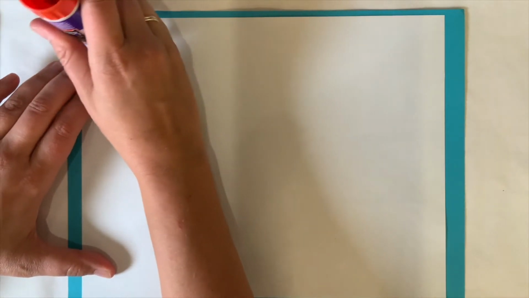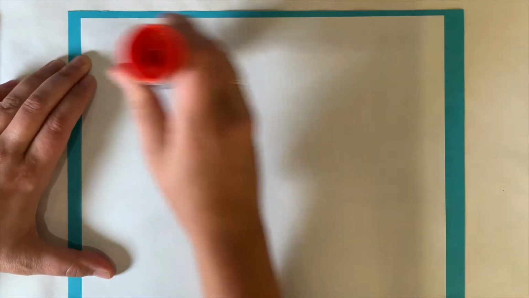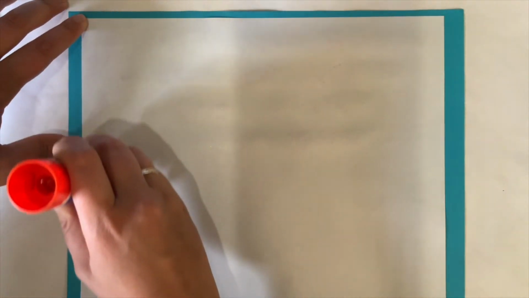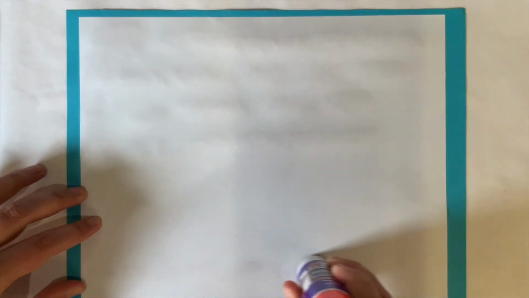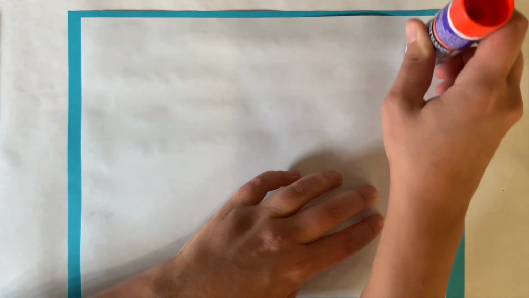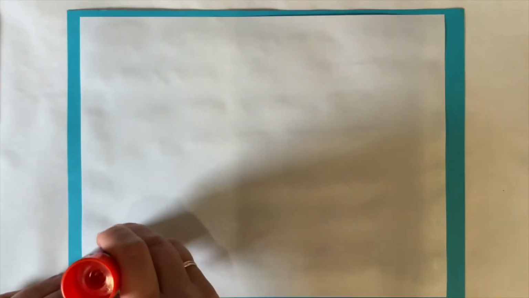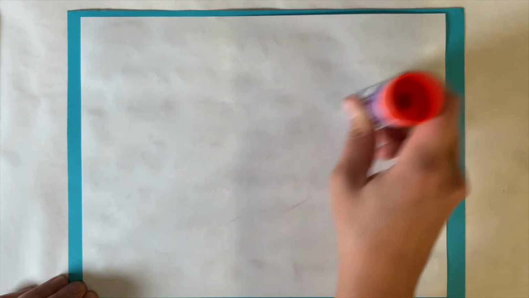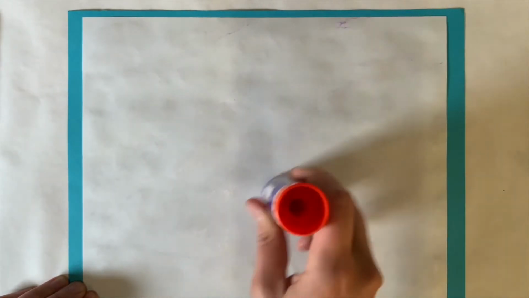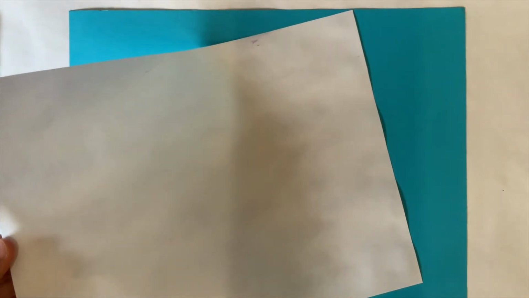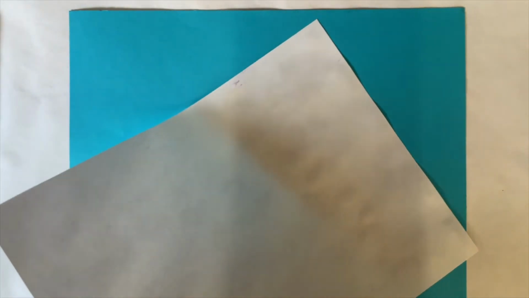So take your white paper and your glue stick, and we want to go around the edges of the paper so that the paper will stay put when we start to color. And when you have all of your supplies right next to you, they're easy to reach and to work with. If you don't have a glue stick, see if you can borrow some glue from somebody else.